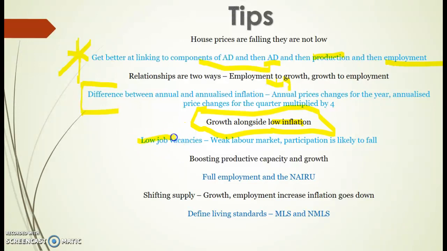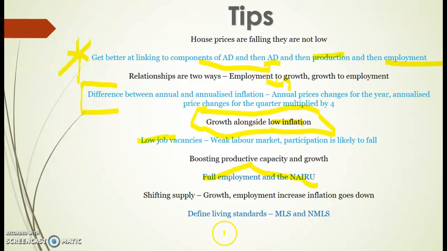Low job vacancies, again, that means the labour market is weak and participation is likely to fall because it's hard to get a job. Full employment and the NAIRU. The NAIRU means the non-accelerating inflation rate of unemployment. Basically, that means that we want the lowest rate of unemployment possible before it starts to achieve excessive inflation. So that might come about because of higher wages when there's low unemployment, because wages go up when there's low unemployment because there's more demand than supply of labour, and it may also come about through increased spending because more people have got a job. So we want the lowest rate of unemployment without it causing excessive inflation.